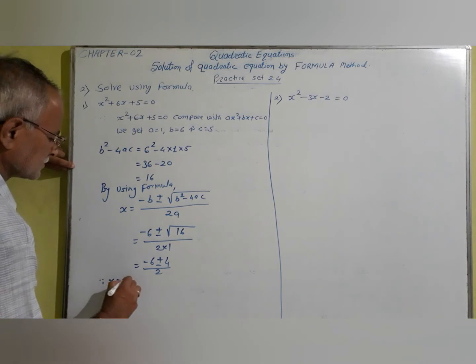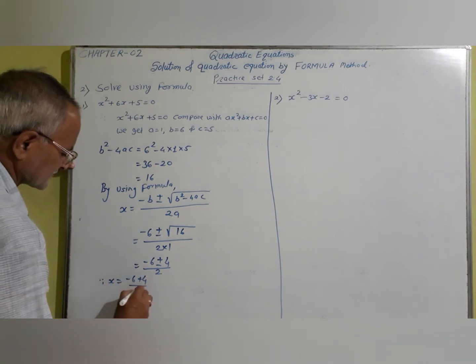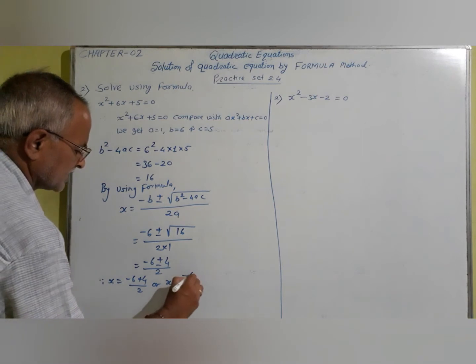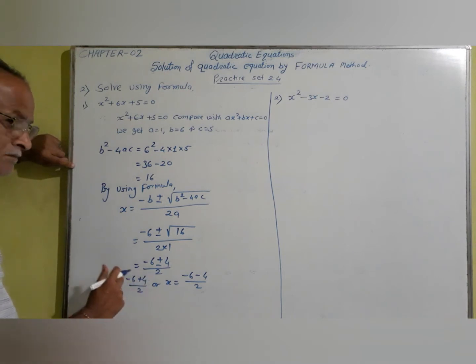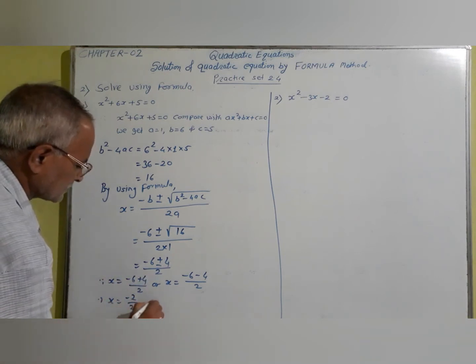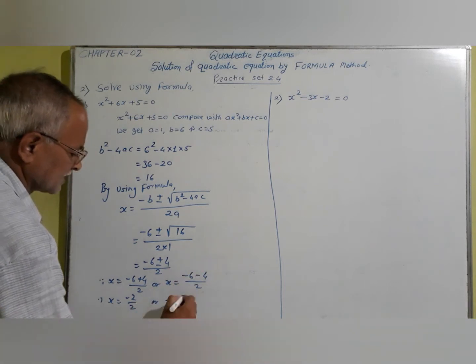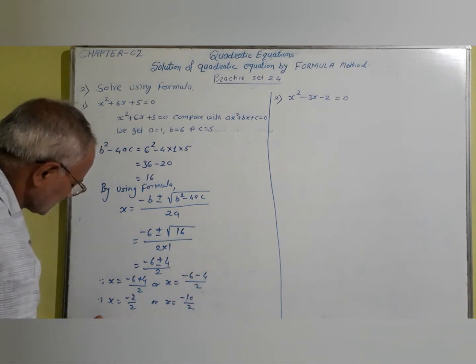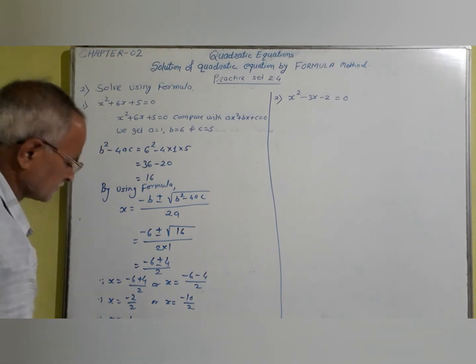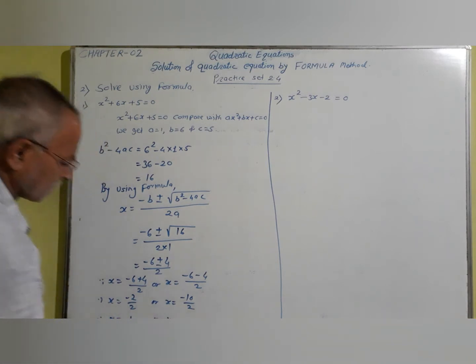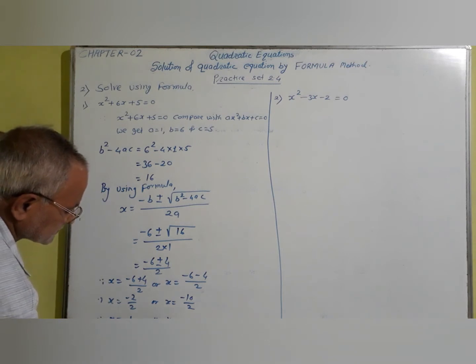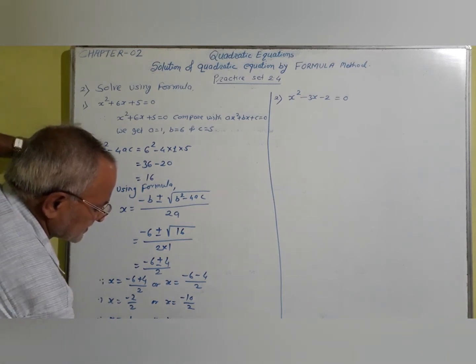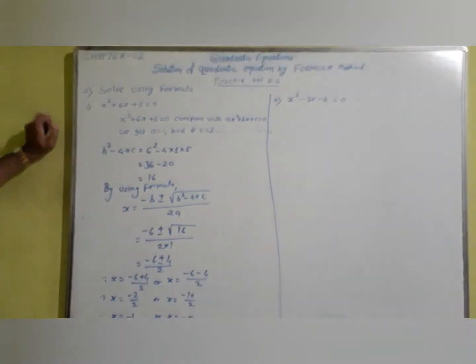Therefore x is equal to minus 6 plus 4 upon 2, or x is equal to minus 6 minus 4 upon 2. Therefore x is equal to minus 6 plus 4 is minus 2 upon 2, or x is equal to minus 6 minus 4 is minus 10 upon 2. Therefore x is equal to minus 1, or x is equal to minus 5. And therefore write the answer: minus 1 and minus 5 are the roots of the given quadratic equation.